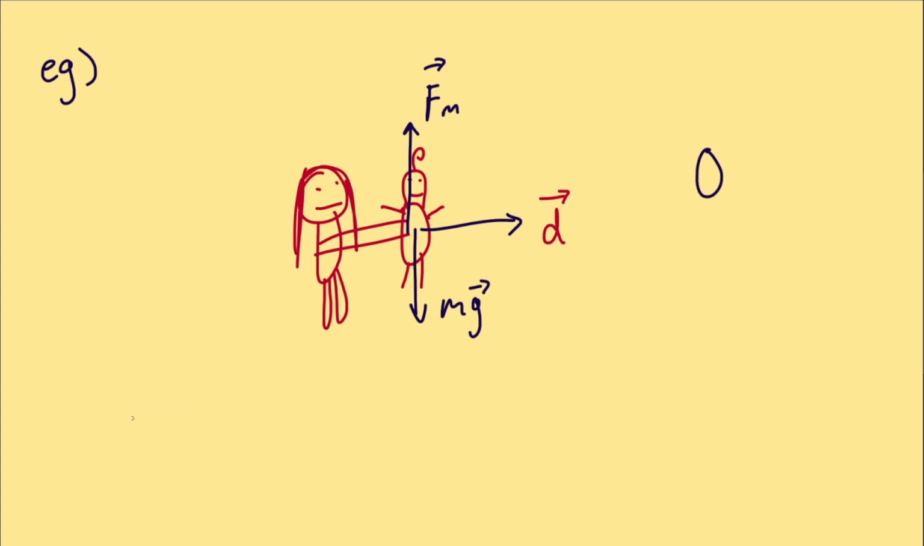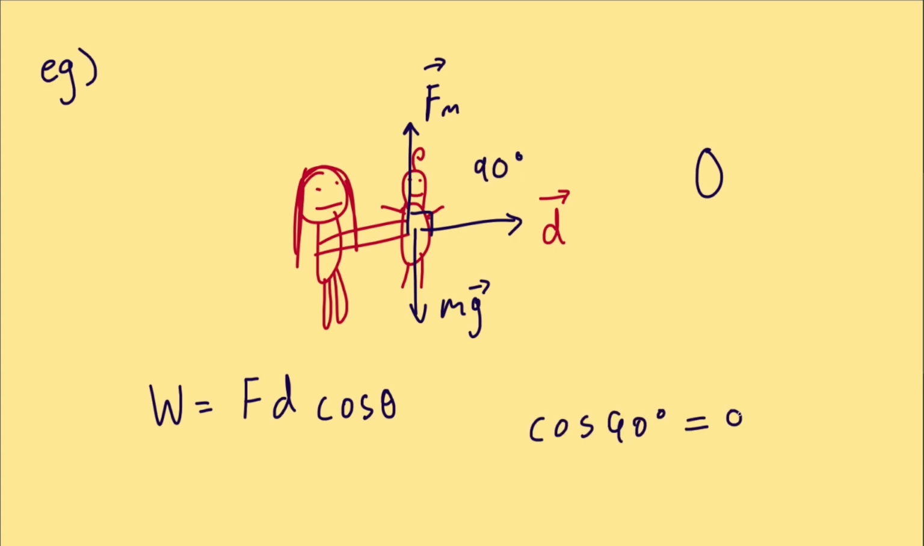And here's why. We know that work is equal to F times d times cosine when there's an angle. The angle in this situation, which is always relative to displacement, is 90 degrees, and cosine 90 is equal to 0. The force is being applied perpendicular to displacement, it's not parallel. So there's zero work being done.